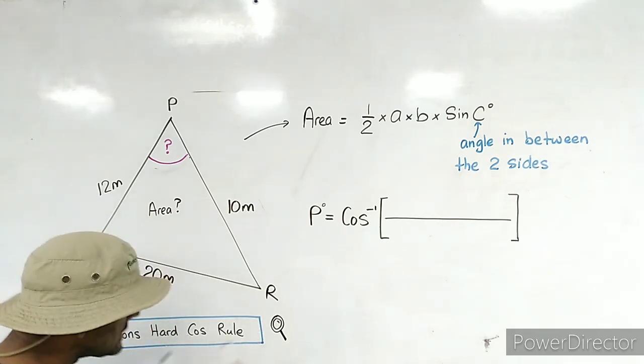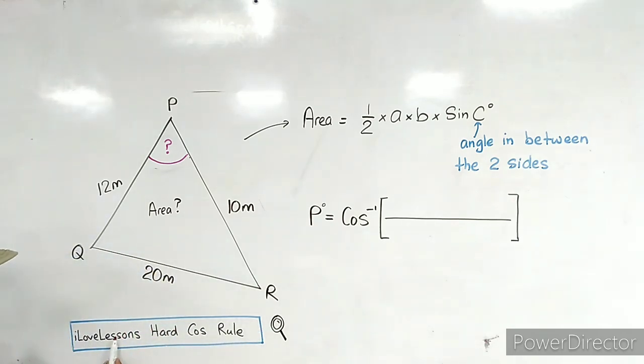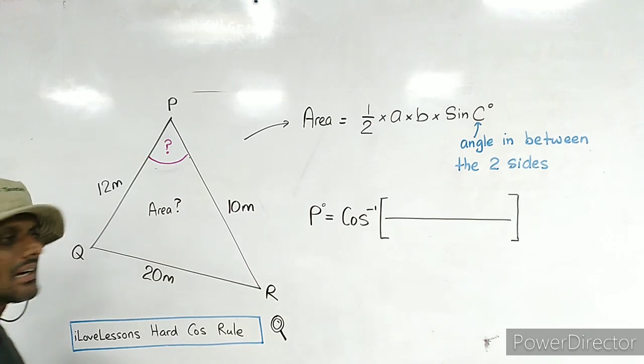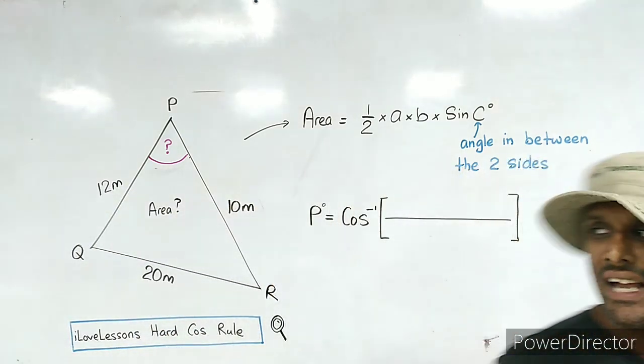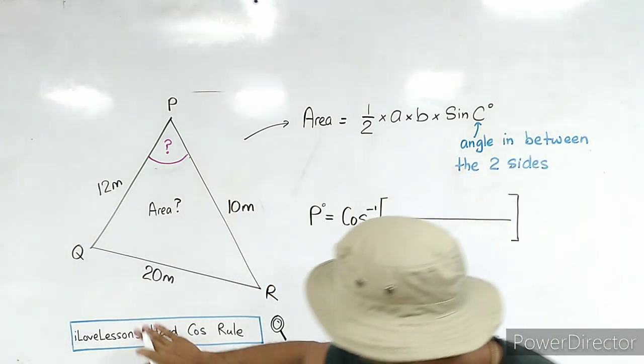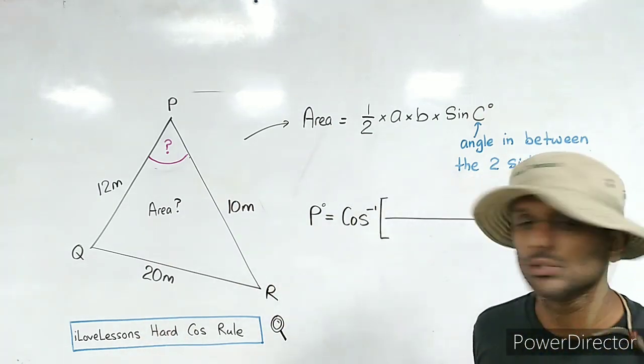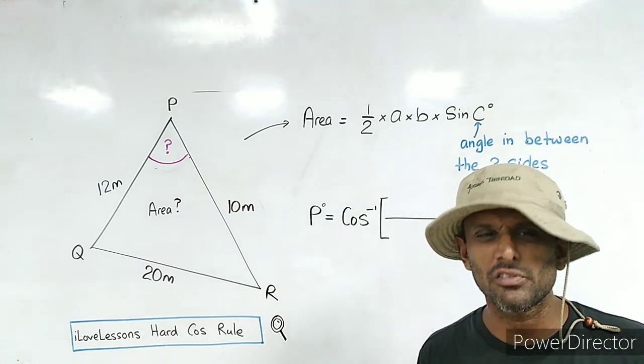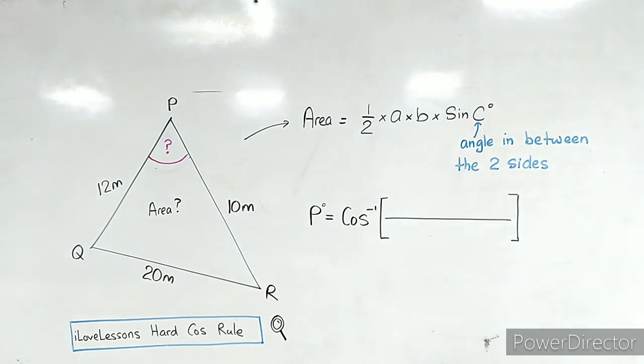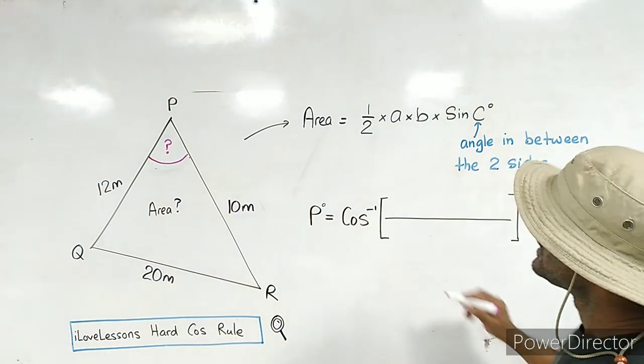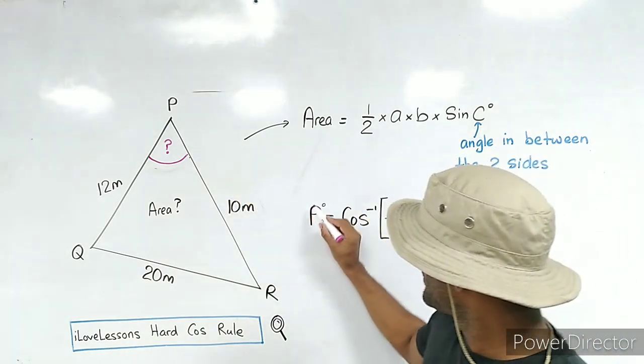You just have to go on YouTube, type in I love lessons, hard cos rule, C-O-S, cosine rule. That's all you have to type in. And the first video that comes up will explain, well, the real name is the cosine rule, but I call it the hard cosine rule so I can differentiate it from the cosine ratio. Alright? But I'm still going to go through this technique a little bit. We're going to try to find angle P.